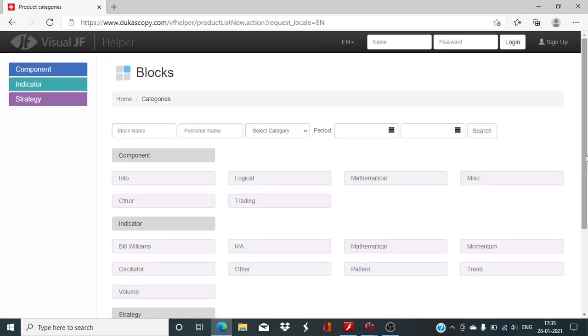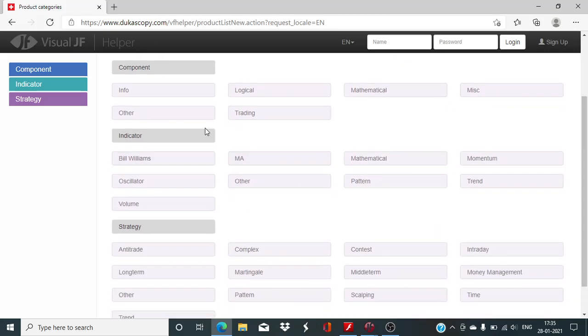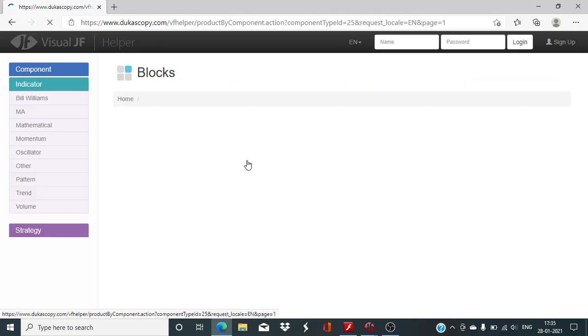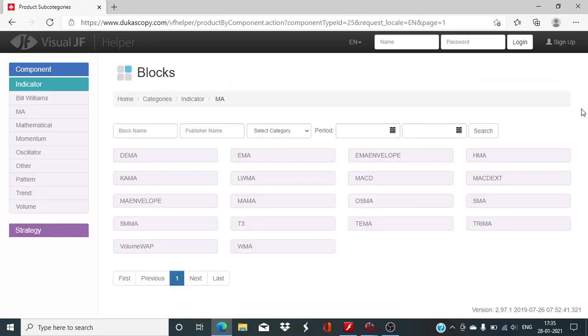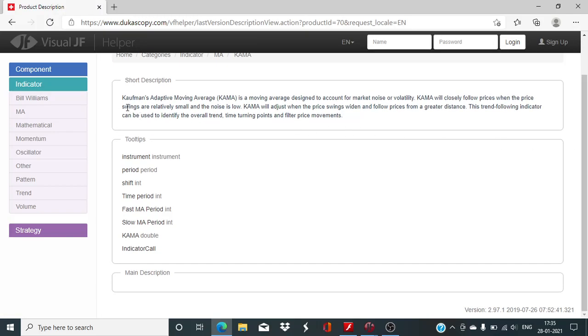Today we are going to use the Kaufman adaptive moving average, which is part of the moving average series of indicators. In the last introductory series I talked about this particular indicator. In today's session I will give you a brief idea of how we can utilize this indicator on the Visual JForex board to design and develop the algorithm of our choice, and it will work just the way we want it to. So here the brief description is provided.